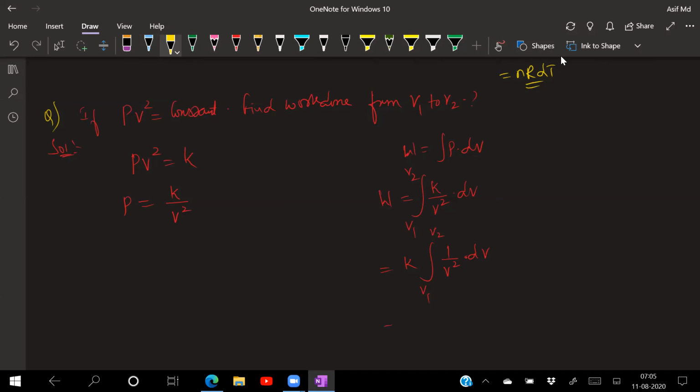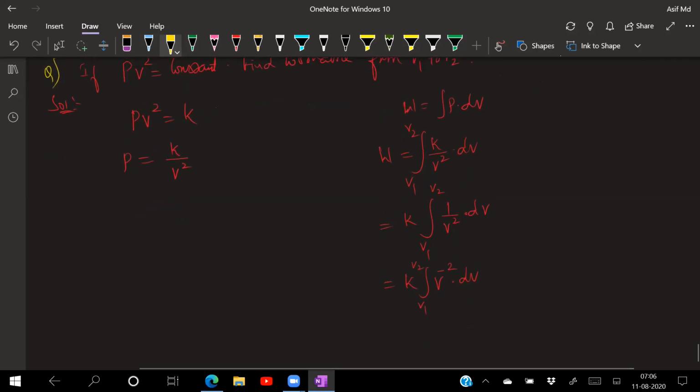Now we'll get K times the integral of V power minus 2 into dV, with V1 and V2 as limits. This is V to the power minus 2 plus 1 divided by minus 2 plus 1. So that will be V power minus 1 divided by minus 1. This is minus of 1 by V.